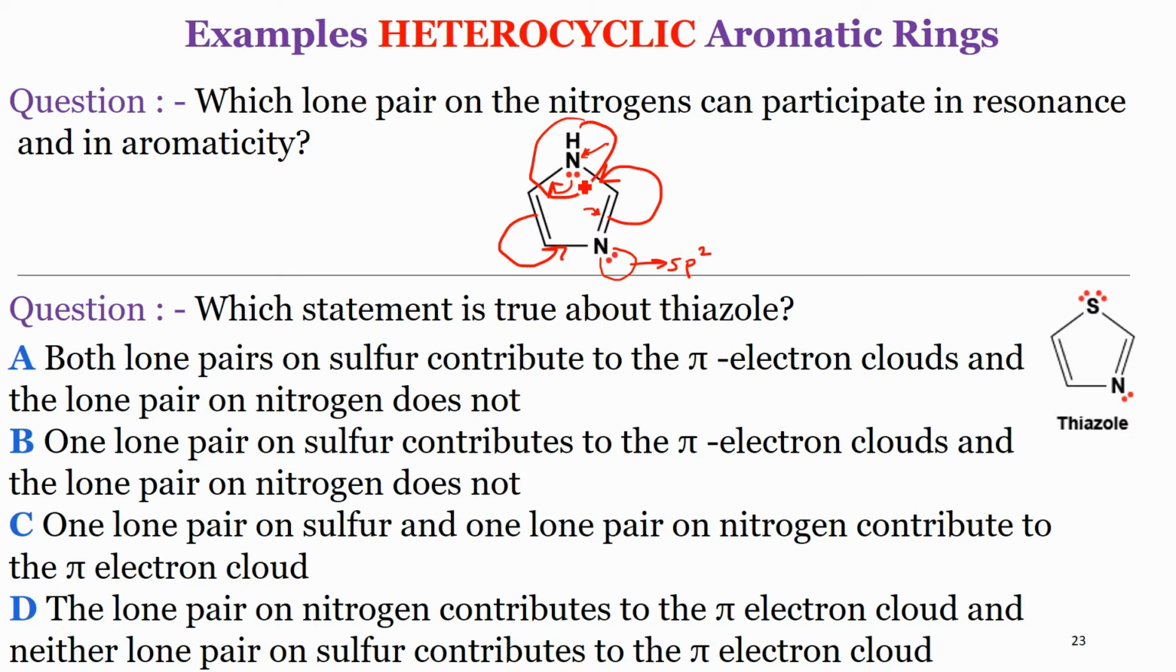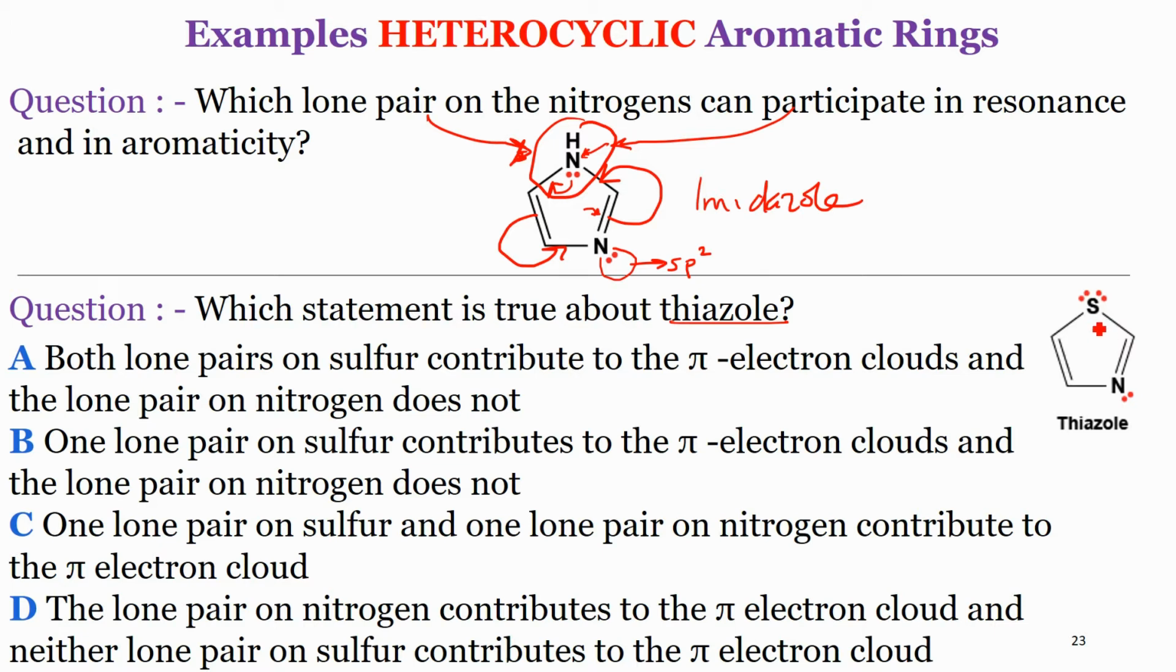So the answer is that. Okay, that lone pair can take part in resonance because it's nitrogen, it's not doubly bonded. Next question, which statement is true about thiazole? This is imidazole. This one right here is called imidazole because it contains the nitrogen. This is thiazole because of the presence of the sulfur.